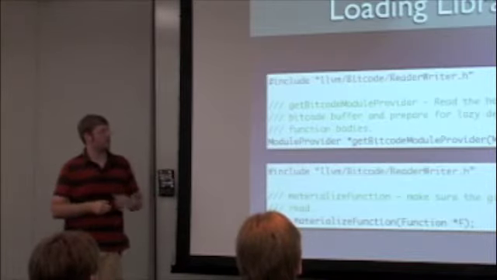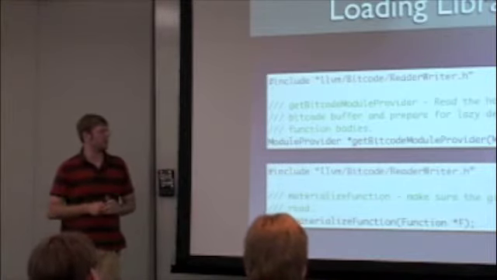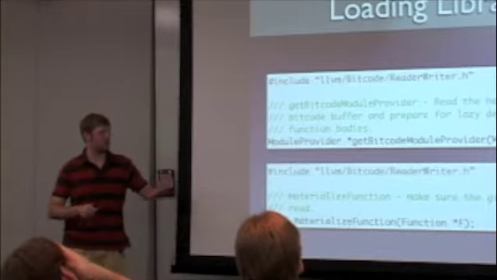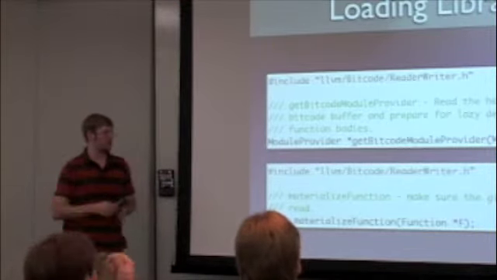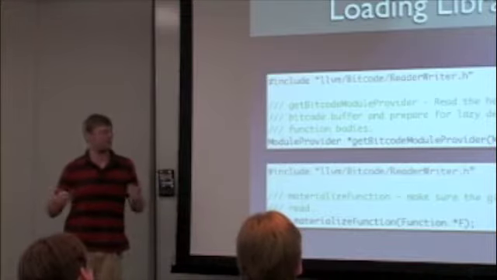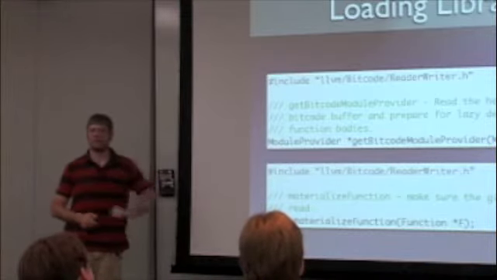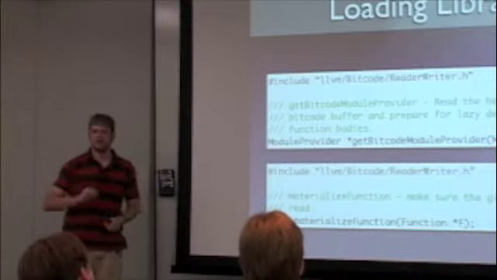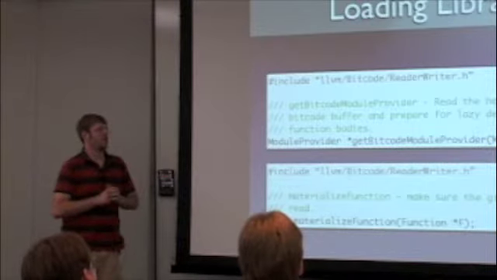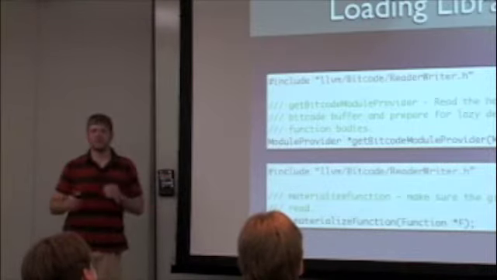In partnership with get bitcode module provider, there's a function called materialize function. Basically, you call this on a module provider with a function pointer that you got out of it using that same get function interface, where you pass it a function name. And you say, hey, materialize this for me. It goes out to disk, reads the 82 bytes associated with that function, and makes it resident in memory. Why is this important? Most of the passes in LLVM don't know how to deal with things that aren't materialized, and they're not going to materialize them for you. So if you tried to inline this, it would say, oh, I don't see the body for that, so I'm just not going to inline it. And then you wouldn't get the performance you were looking for.